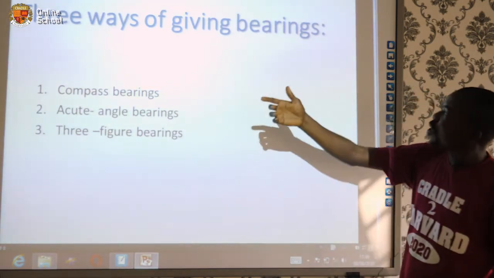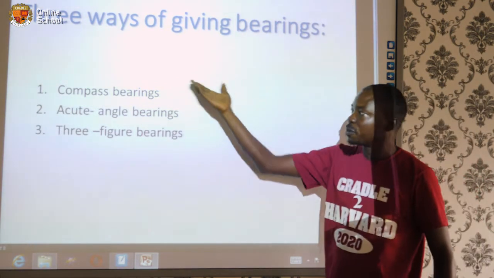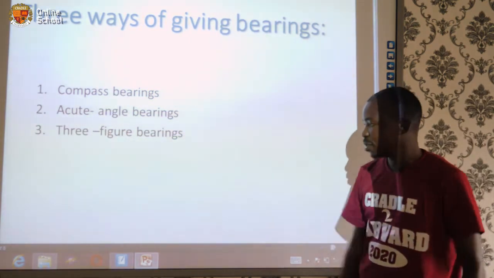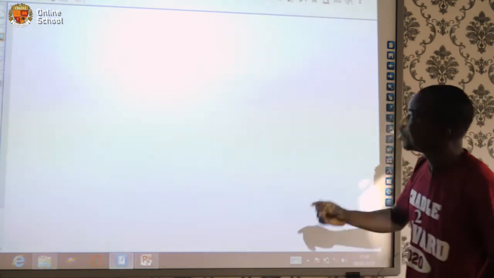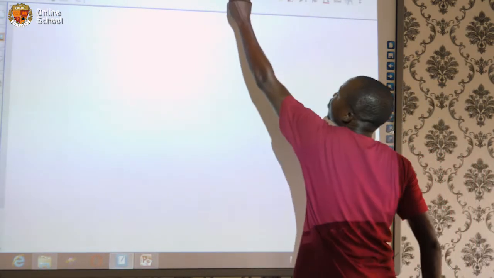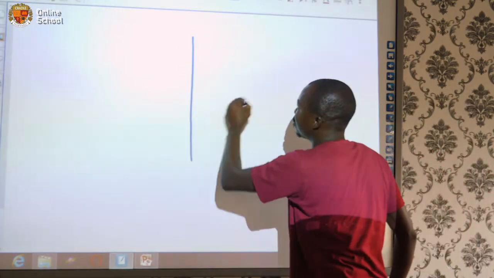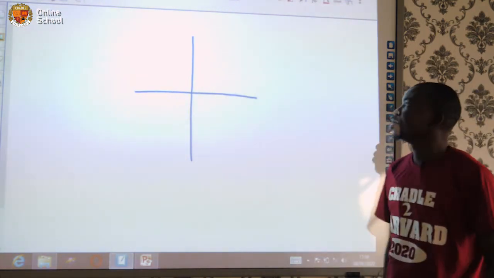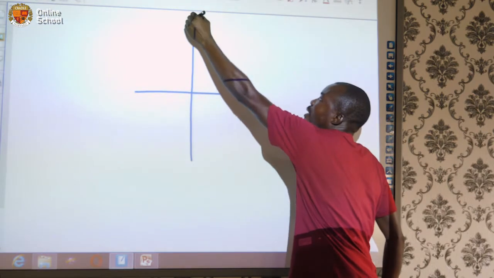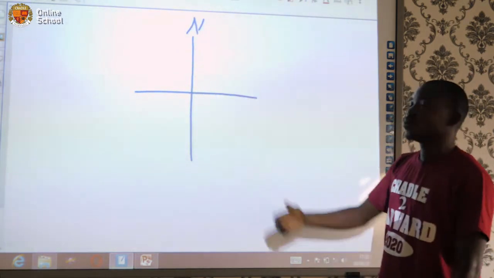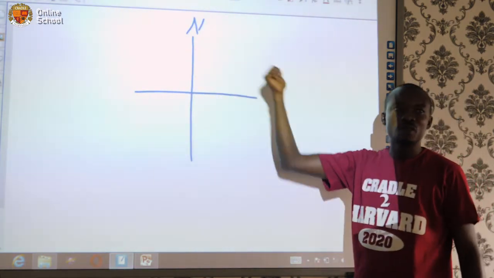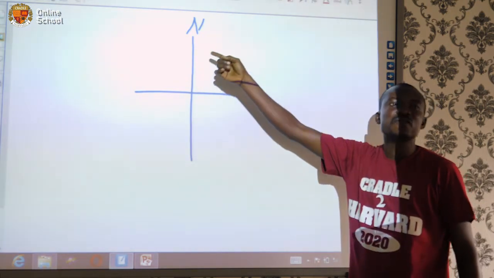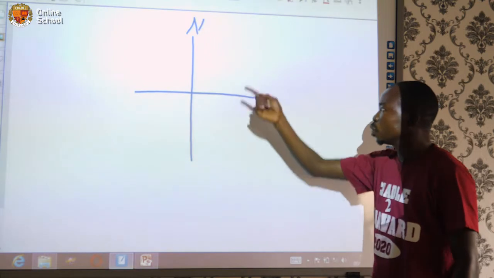The three ways of giving bearings are the compass bearings, acute angle bearings, and the three-figure bearings. The first one is compass bearing. With compass bearing, we start reading from the north. In fact, with any form of bearing, you start reading from the north pointer.